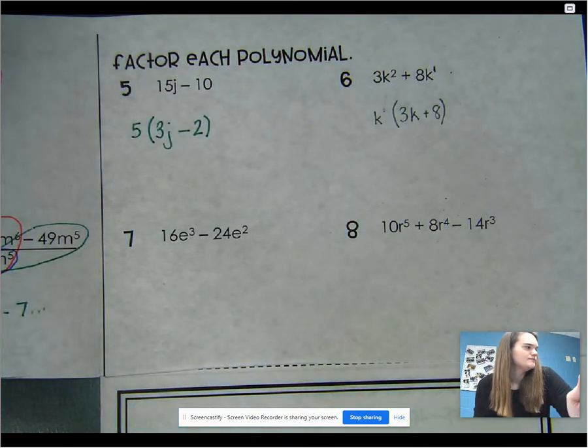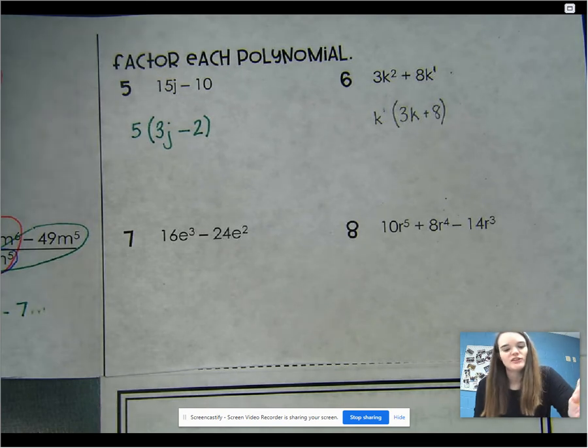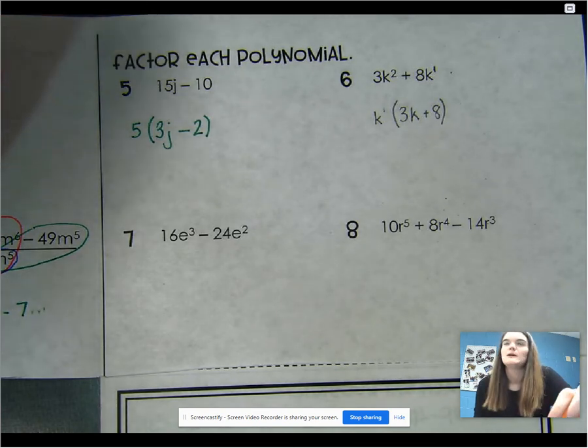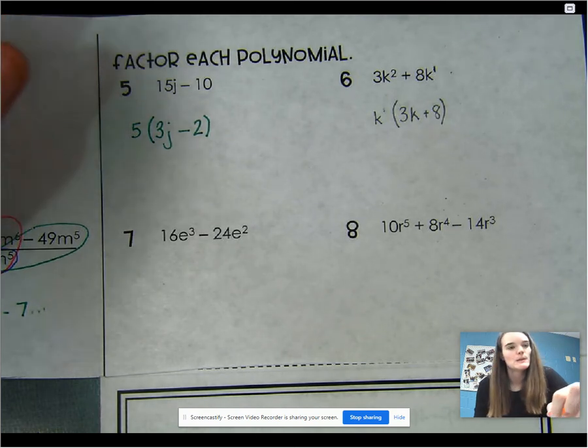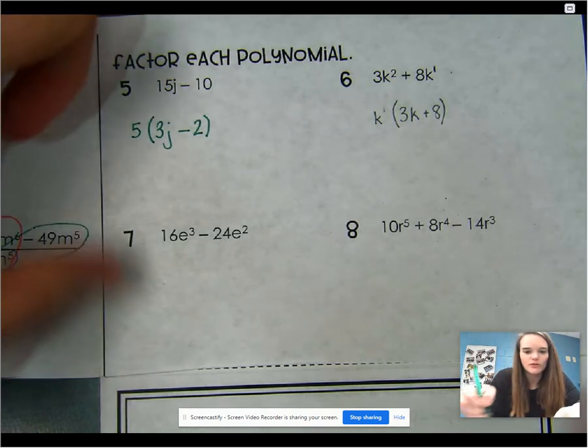Number 7. 16 and 24. I know 2 will go into both of them, but I don't think it's big enough. 2, 4. 4 will go into both. Is there a bigger one? 8. 8 will go into both. So let's write 8.